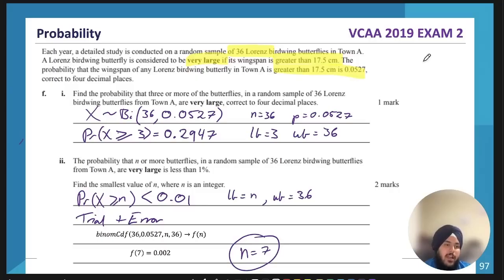So first of all, let's just define it. X is binomially distributed. What's the number of trials? Well, we're determining it out of 36.